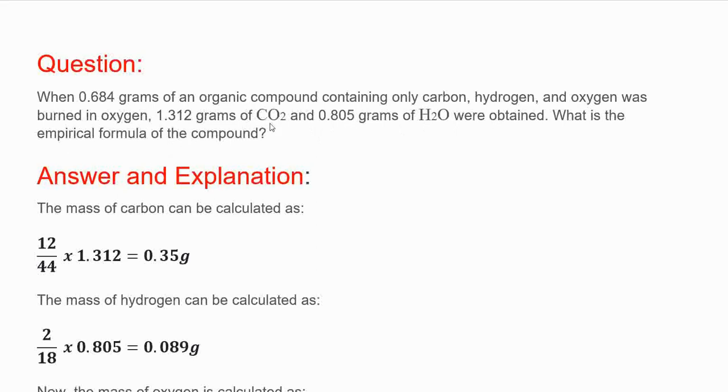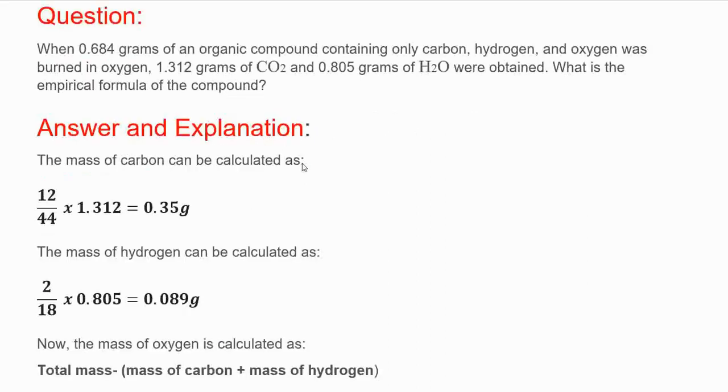Now you see here we have the product, which is carbon dioxide, and another product is water. So from carbon dioxide we want to get the mass of carbon only, and from water we want to get the mass of hydrogen. So how do you do that?